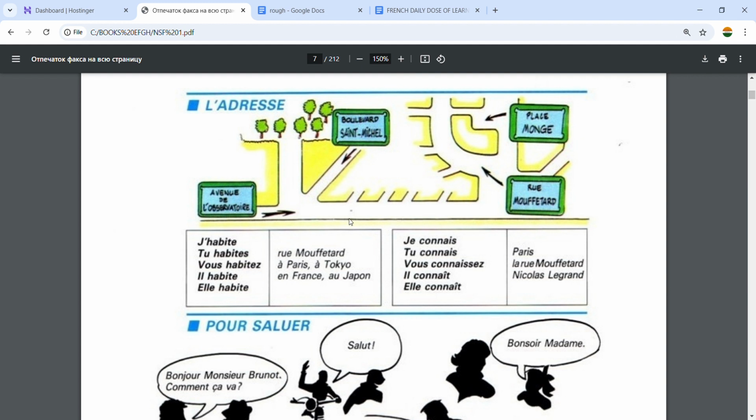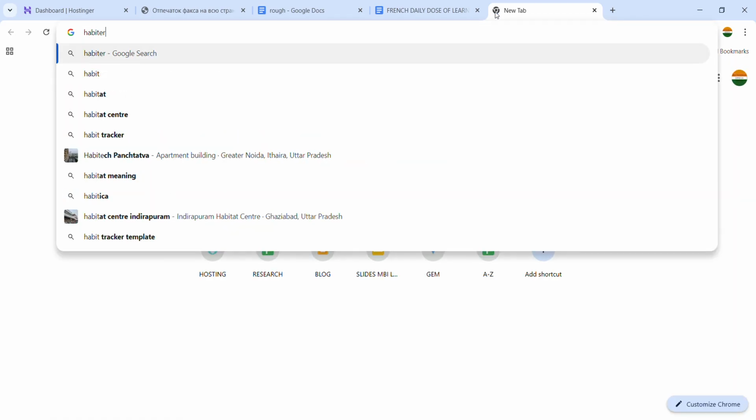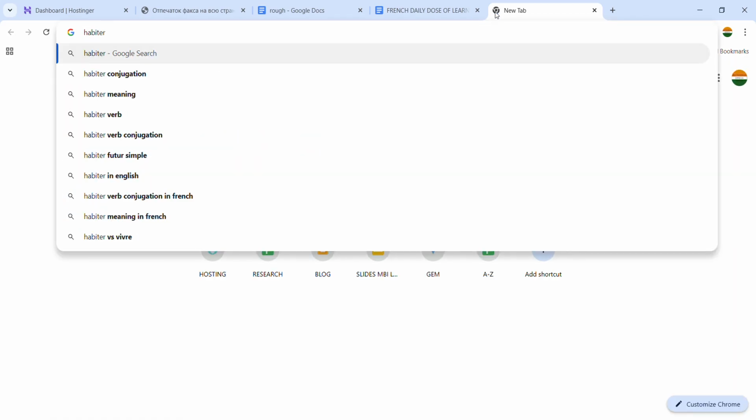First of all, if you see here l'adresse, there is a kind of map with directions, where you can see Boulevard Saint Michel, Place Monge, Rue Mouffetard, Avenue de l'Observatoire, right? These are street names and place names, but how do we tell someone? For that, guys, in English we say "I live", right? So for that we have a verb, habiter. I will show you on Google directly so that it will be easier for you.